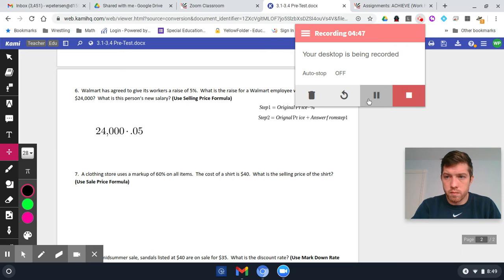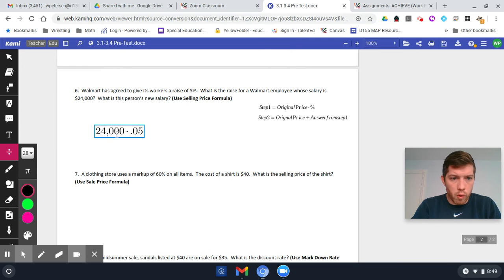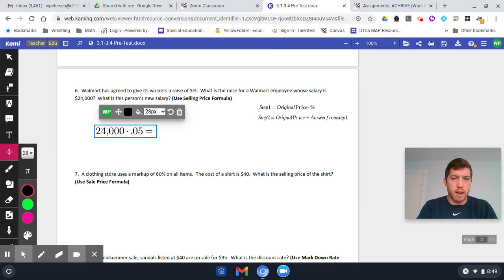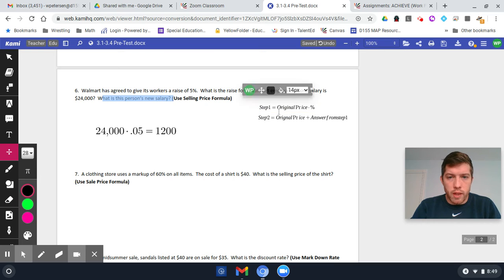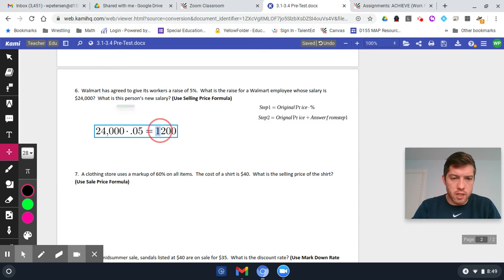All right, guys. So what we're going to do now is we're going to multiply these. Okay, definitely need to use your calculator for that. So go ahead and multiply 24,000 times the percent. You always have to change a percent to a decimal when multiplying. So 24,000 times 0.05, and that gives us 1,200. Okay, now that is not our answer. It wants to know what is the person's new salary, right? So that's when we're going to take our original price, which is the original amount that we were making, and we're going to add the answer from step one.